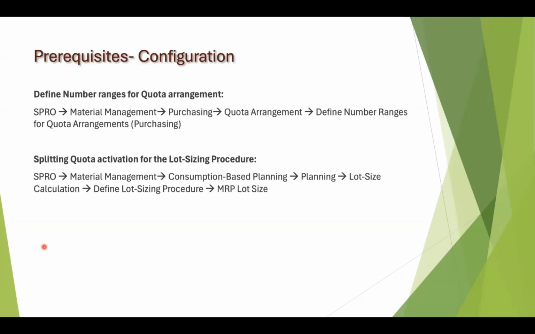What are the main configurations? We don't see too much configuration for quota arrangement. The number ranges are defined, mostly client-level number ranges, which are available, so you can utilize the same number ranges. Like the info record, we don't do much with number ranges. This is one important point: whatever lot size procedure you're going to use, for that lot size procedure you must activate the splitting quota. The splitting quota must be activated, which we'll see in the system.